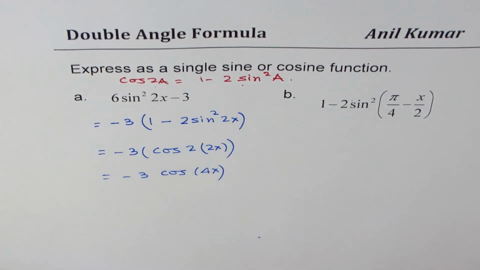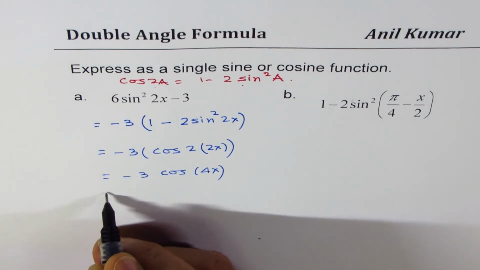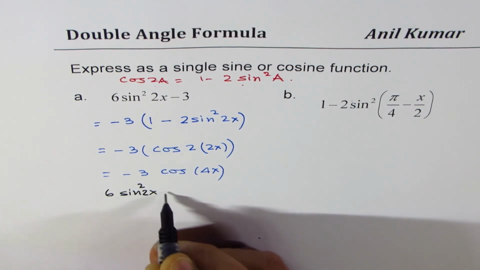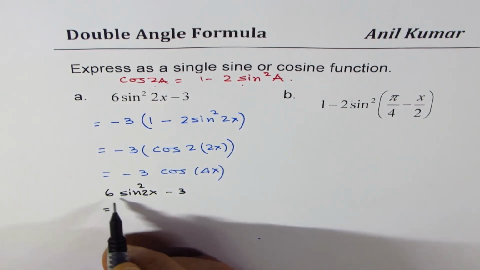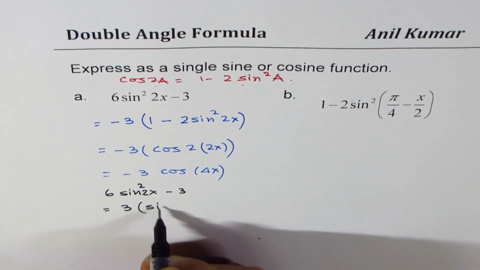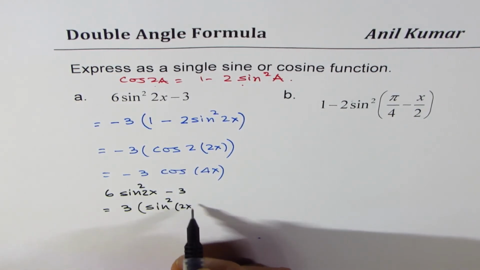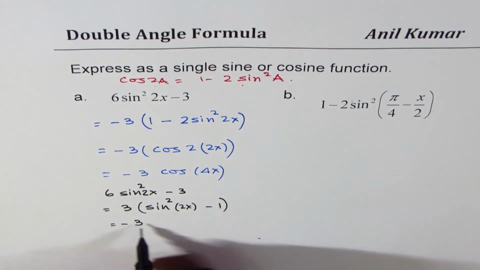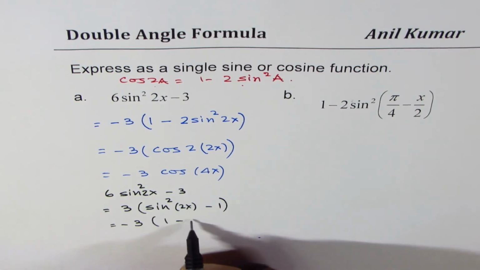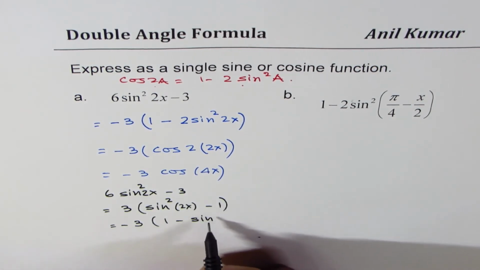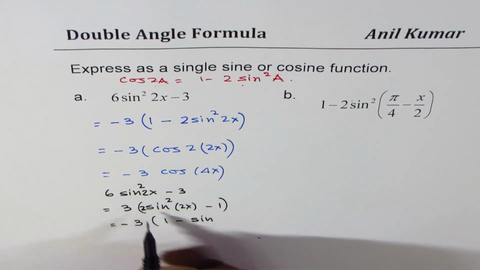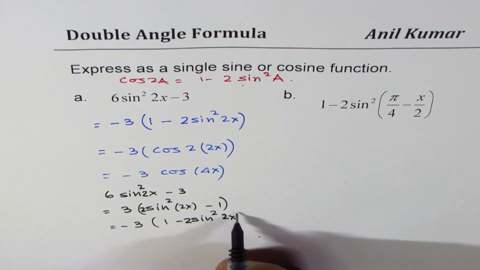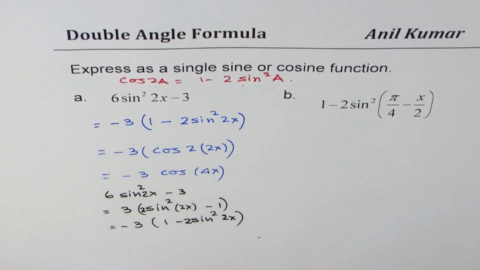You may also do it in 2 steps. Let's redo. 6 sin square 2x minus 3 could be written as, you can take 3 common, and then you get 2 sin square 2x minus 1, and then you take minus 1 common, which becomes 1 minus 2 times sin square 2x, right? So you could do it like this also, but the first method is preferred.